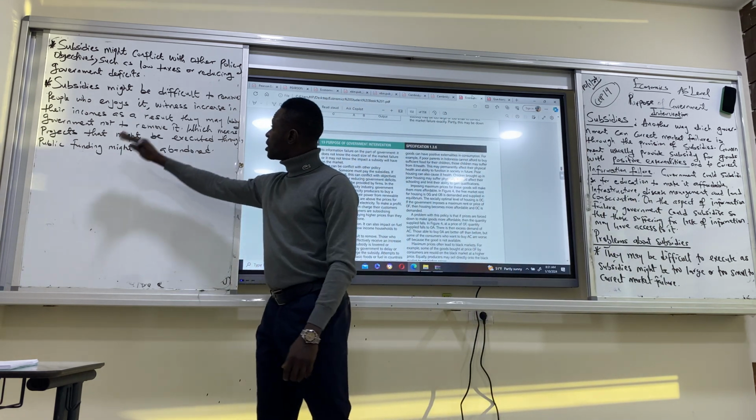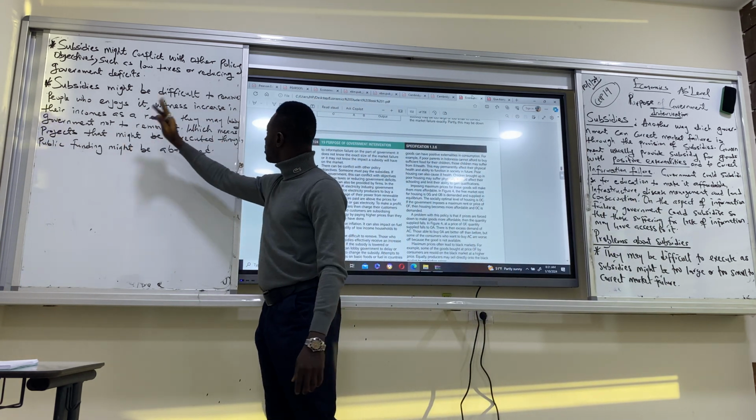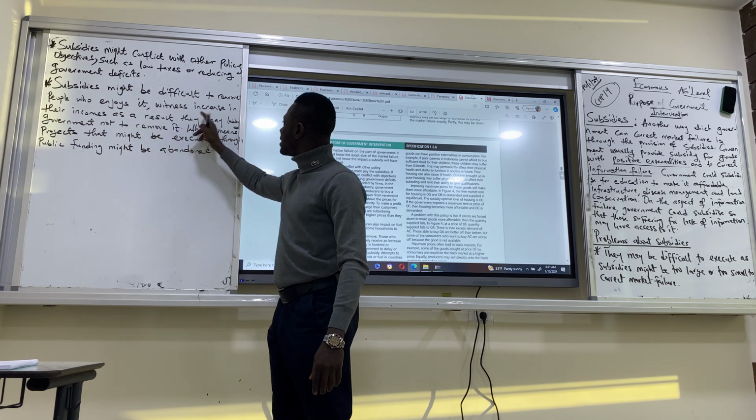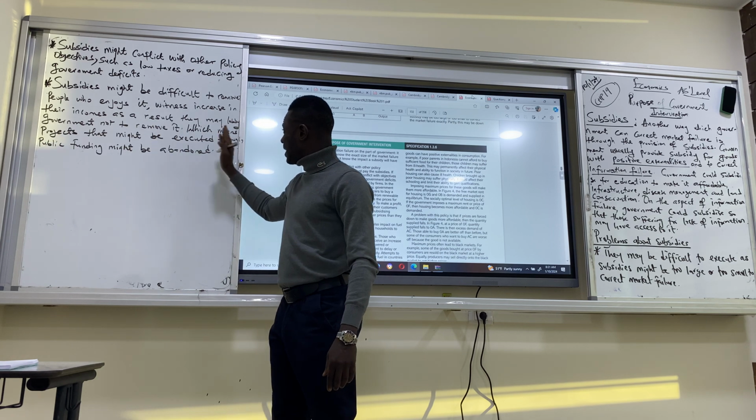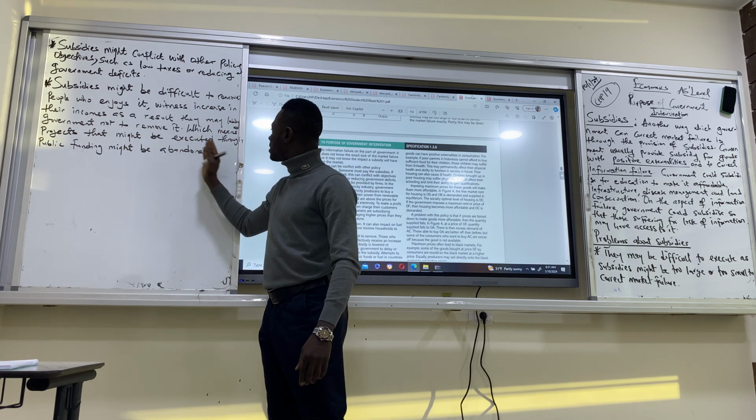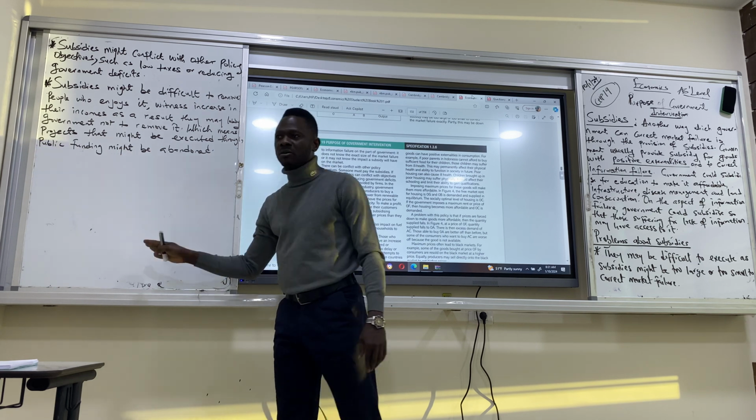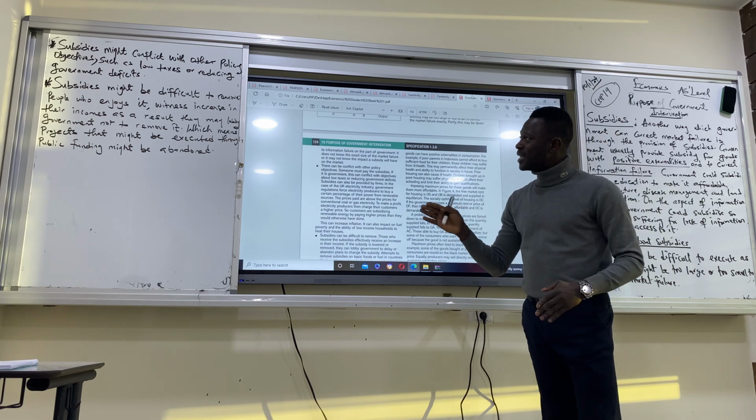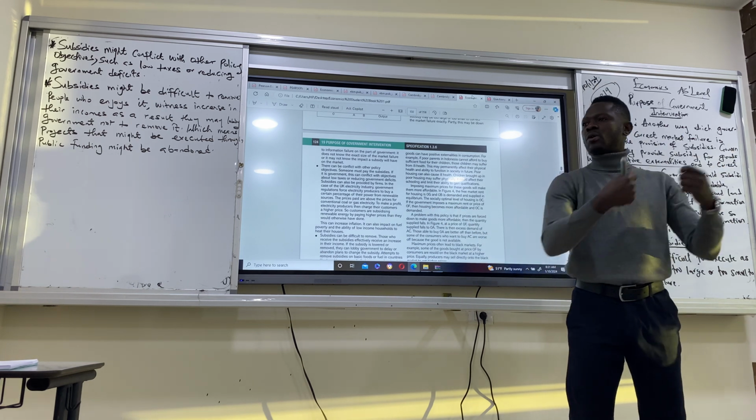The third one, subsidies might be difficult to remove. People who enjoy it witness an increase in their incomes. As a result, they may lobby government not to remove it, which means projects that might be executed through public funding might be abandoned. The third problem about subsidy is that it might be difficult to take away.